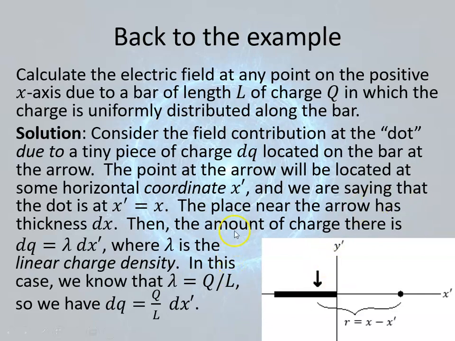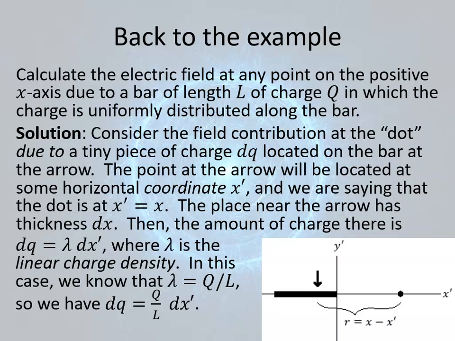Well, if the charge is a little bitty amount of charge, dq, it's going to take up a little bitty amount of space, dx, or in this case, dx prime. So the amount of charge that's there for dq is equal to the charge density, lambda, at that location, times dx prime. In fact, that really just goes into the definition of what lambda itself is. Lambda is defined to be dq/dx.